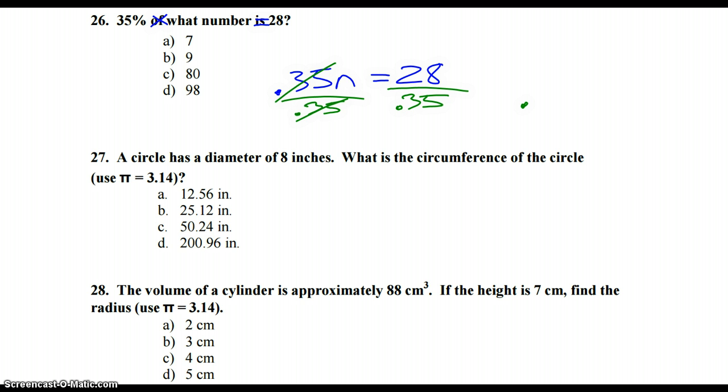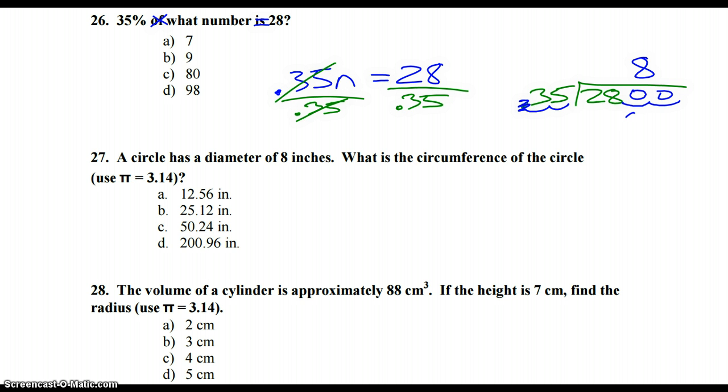But if you did have to do this longhand, it would look like this. Oops, getting ahead of myself here. We do want to add some zeros because what we're going to do is move this decimal over 2 spots and also move our decimal over 2 spots as well. So we're really checking to see how many 35s go into 2,800. And it turns out if you use 8 here, 35 goes into 280 8 times.